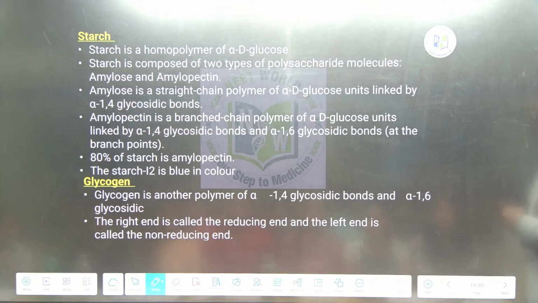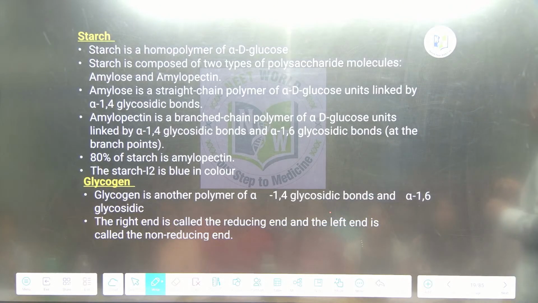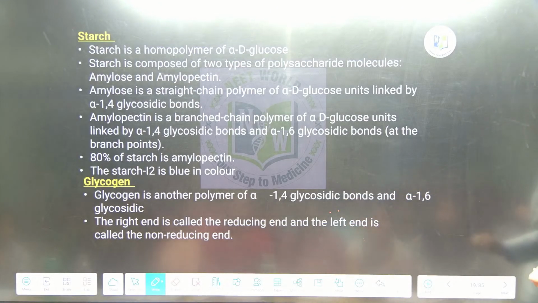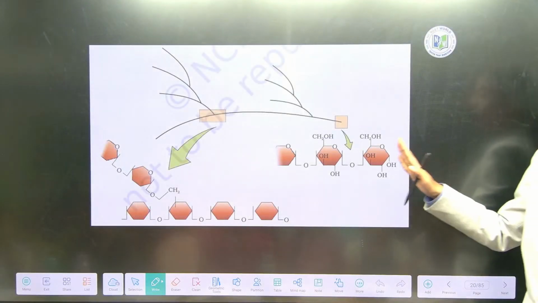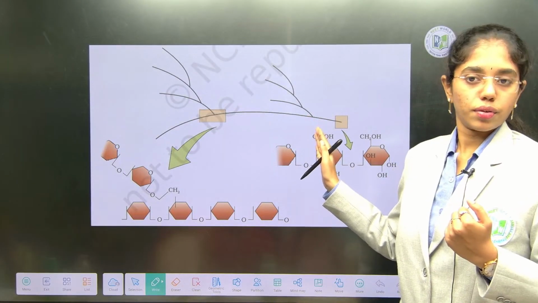Next is glycogen, which is the storage food material in animal cells. Glycogen is another polymer which has both alpha 1,4 glycosidic linkages and alpha 1,6. The image which is given in your NCERT, wherein the right end is said as reducing end and the left end is non-reducing end.